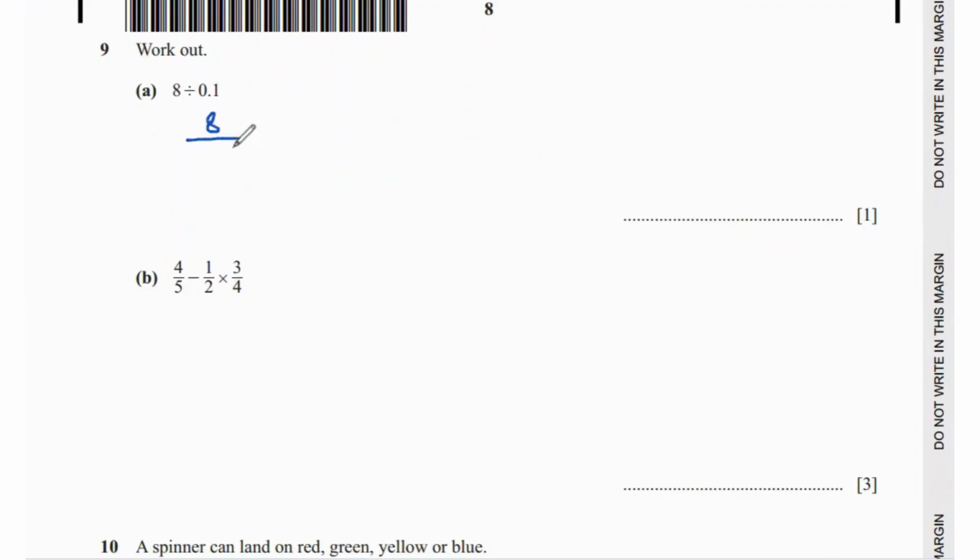Then it says work out 8 divided by 0.1. So 8 over 0.1. If I move the decimal one place to the right, remember every whole number has a decimal at its end, whether they write it or not. 8 is the same as 8.0. So move the decimal one place to the right in the numerator as well, and that gives us 80 over 1. So 80 is your answer.